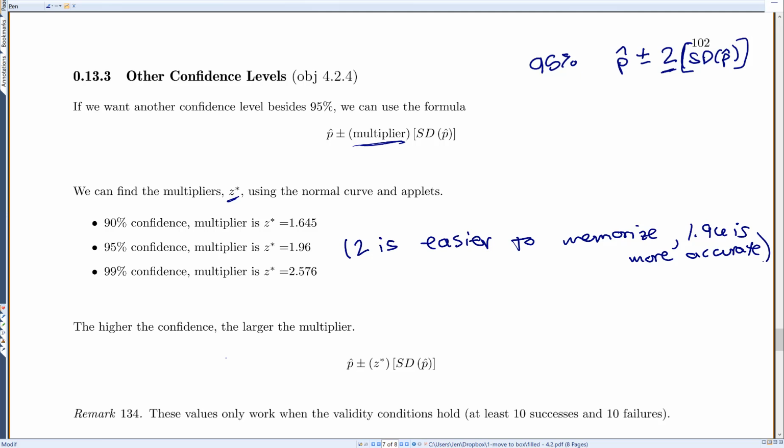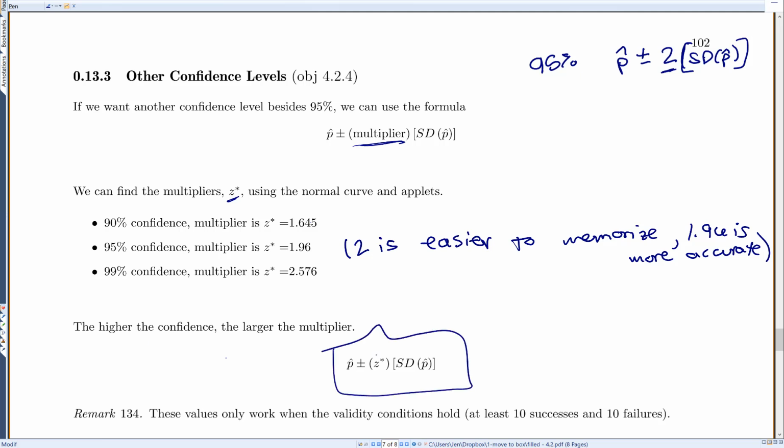For 99% confidence, the multiplier is going to be 2.576. So notice that as my confidence level got higher, my multiplier had to get bigger. The only way you get more confident is to go out wider, to make your multiplier bigger. So the higher the confidence, the larger the multiplier. So this is our nice little formula.